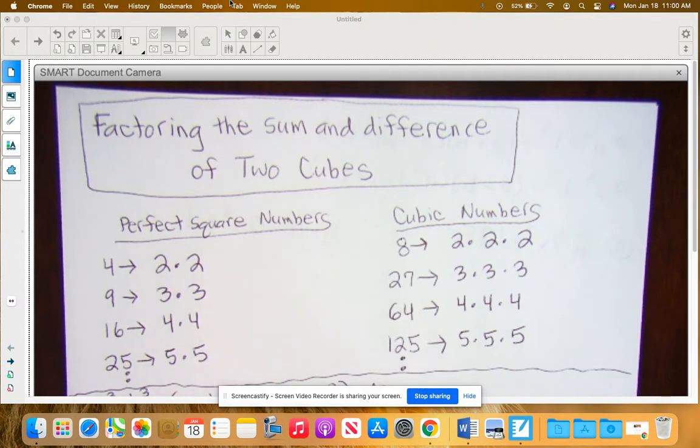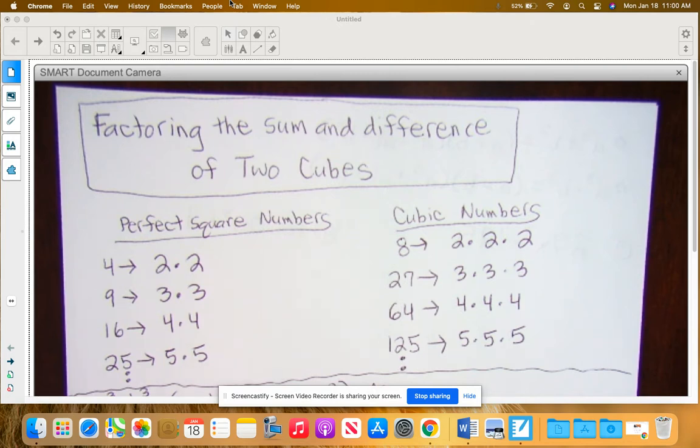Today I'm going to show you how to factor the sum and difference of two cubes. There is a formula that was derived centuries and centuries ago by some mathematicians, so it's nothing that we have to prove. It's already set in stone for us. We are going to factor the sum of cubes, and then we're going to factor the difference of cubes. Sum means to add, difference means to subtract.